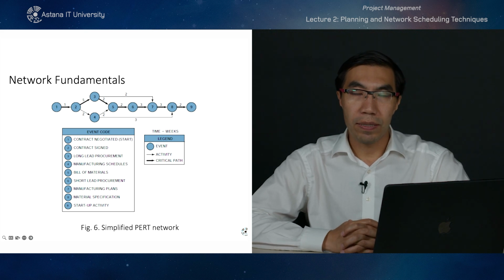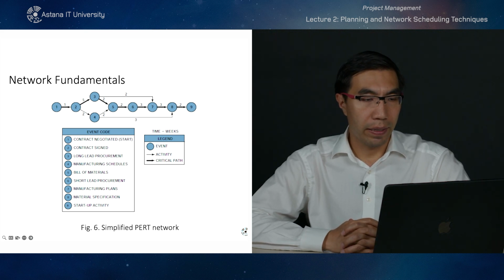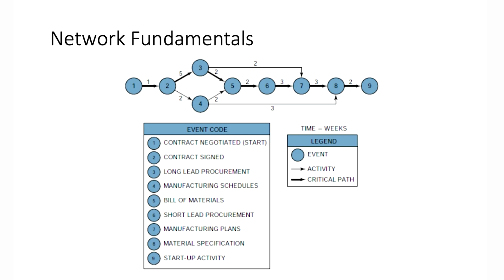So let's continue with network fundamentals, and we will look at a simplified PERT network. When you're working with a small project, you might have such a PERT network or PERT chart where you can see various activities. And by looking at the legend of the diagram, you can see different events, starting with a contract and finishing with a startup activity.